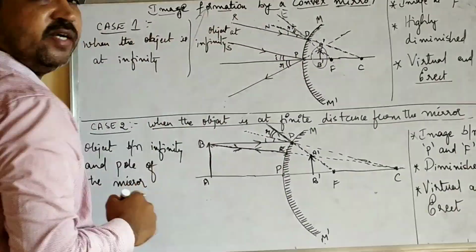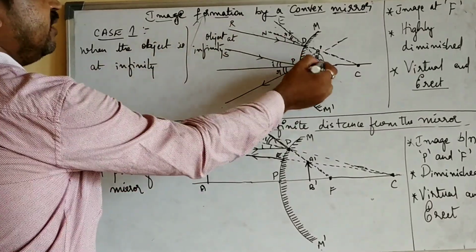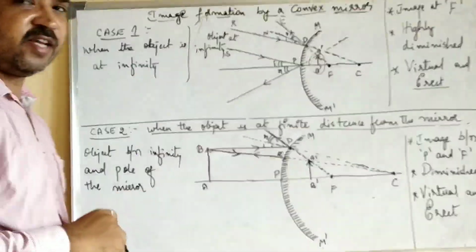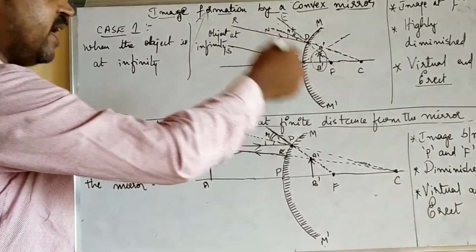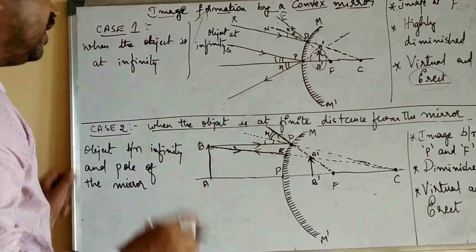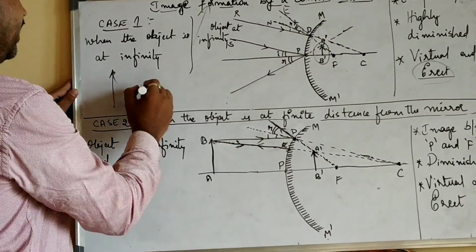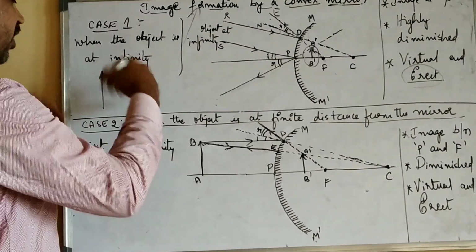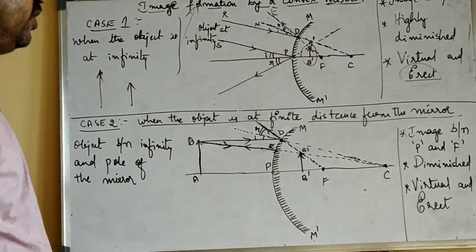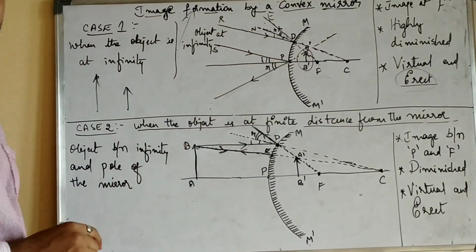Now what is the speciality? You can see here, this image is not inverted. It is erect, which means to say that it is non-inverted. If this is the position of the object, you are getting the image like this only. It is not inverted, it is an erect image. This is the speciality of the convex mirror.